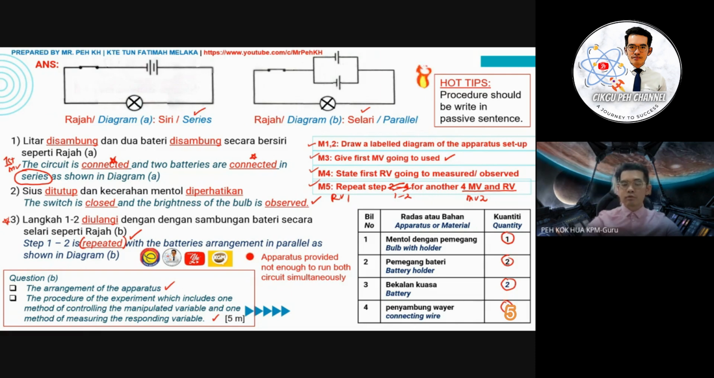You may actually draft the diagram and run the experiment first before you go on to write the procedure. In my simulation, I am using more apparatus and material compared to the checklist in this question, because I want to let you see more clearly the brightness of the bulb between the arrangement of the batteries in series and parallel. You can differentiate very clearly the brightness of the bulb between series and parallel. Okay, so now let me show you how we conduct this experiment.